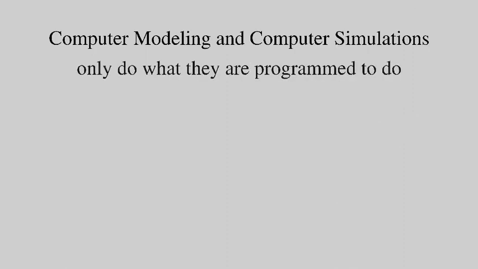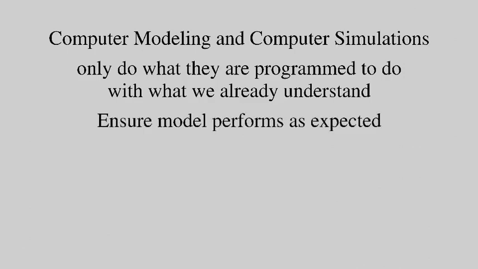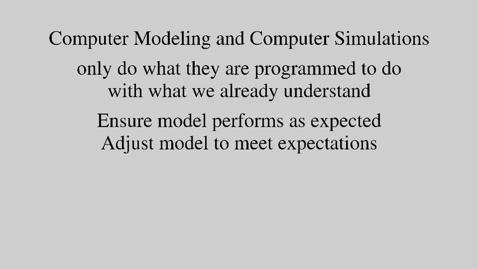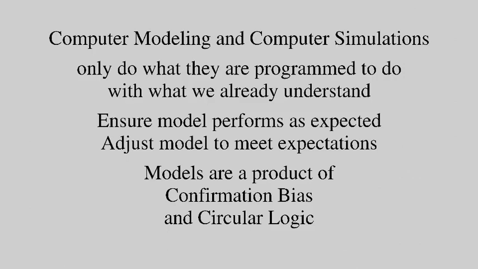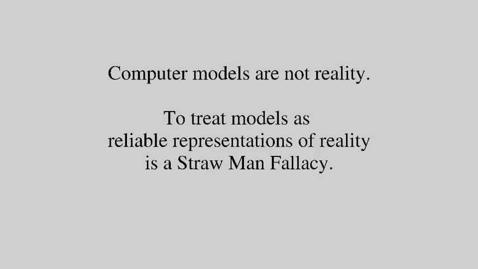However, computer models only do what we program them to do, and we can only program them to do what we already understand. Furthermore, it is standard procedure when developing a model to make sure that the model does what we expect it to do, and then adjust it until it does just that. In this way, a model is the product of confirmation bias and circular logic. This is why it is important to realize that computer models are not reality. To treat them as reliable representations of reality is a strawman fallacy and should never be done.